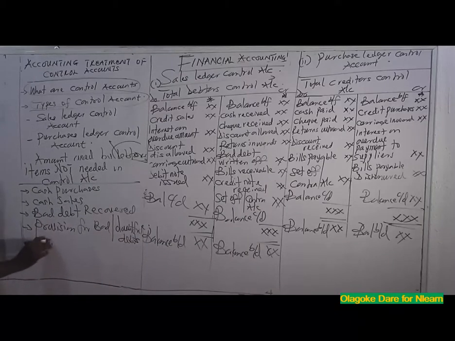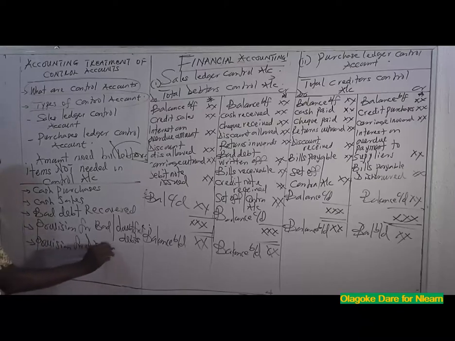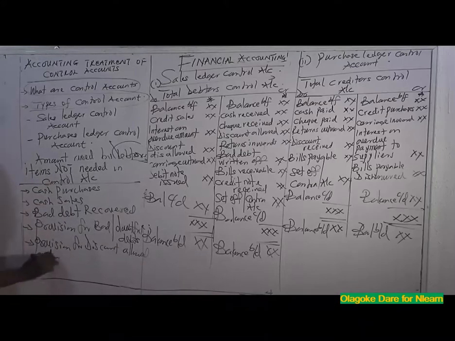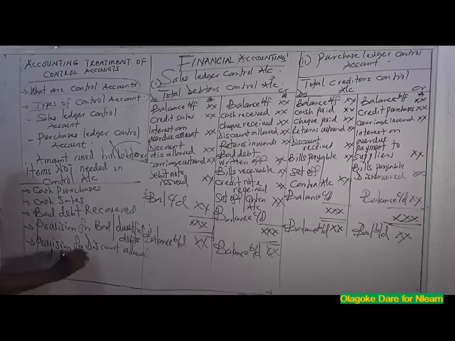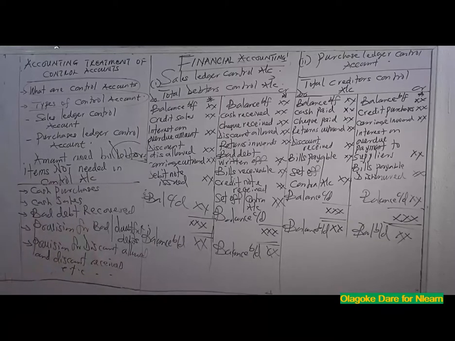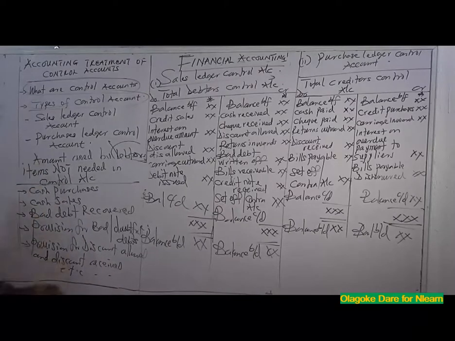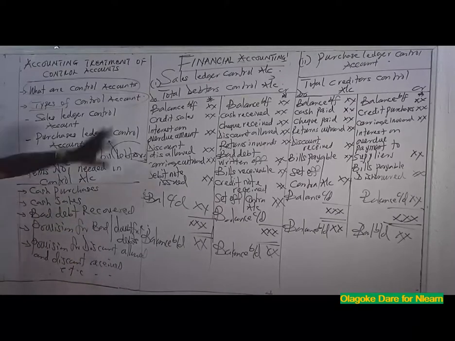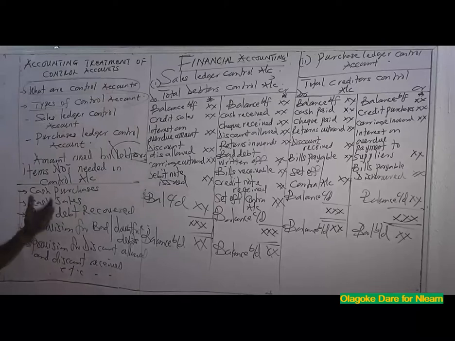Provision for discounts allowed and discounts received, etc. must be removed. Alright, all this must not be posted. So with this, we can solve questions. So right now, it's time to solve questions.